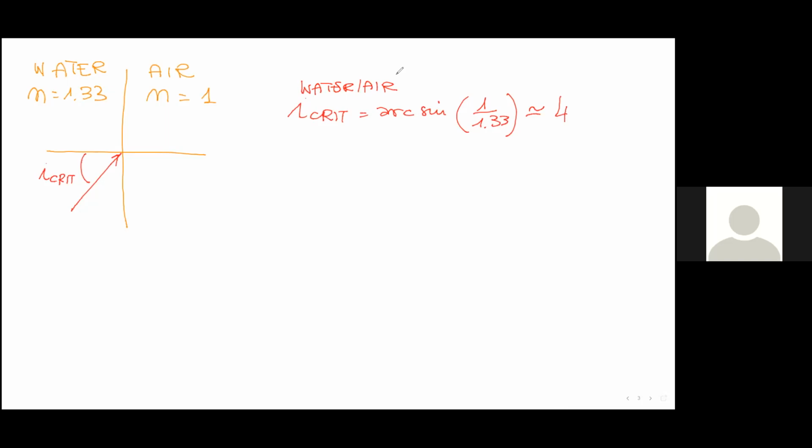Okay. Looks like it should be 42. Is it correct? Okay, 48.7. So this is the critical angle. Ah, no, that's true. Air, water is like that. You're right. So what does it mean?